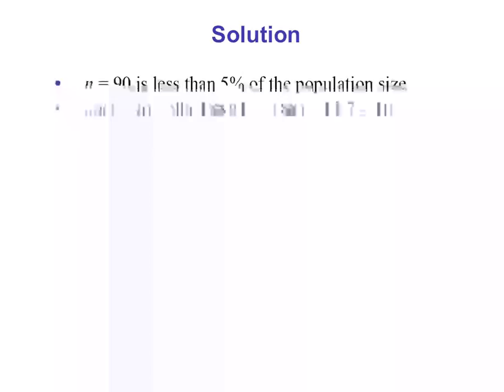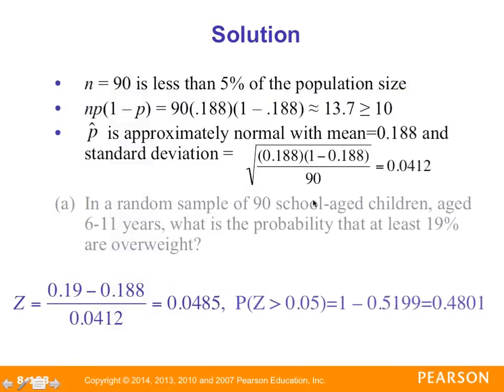The mean is going to be 0.188, which is just given, and then the standard deviation we calculate as p times 1 minus p over n, and then we take the square root of that. And that's given on your formula sheet as well. So you take your 0.188, multiply by 1 minus 0.188, divide by 90, and then take the square root.